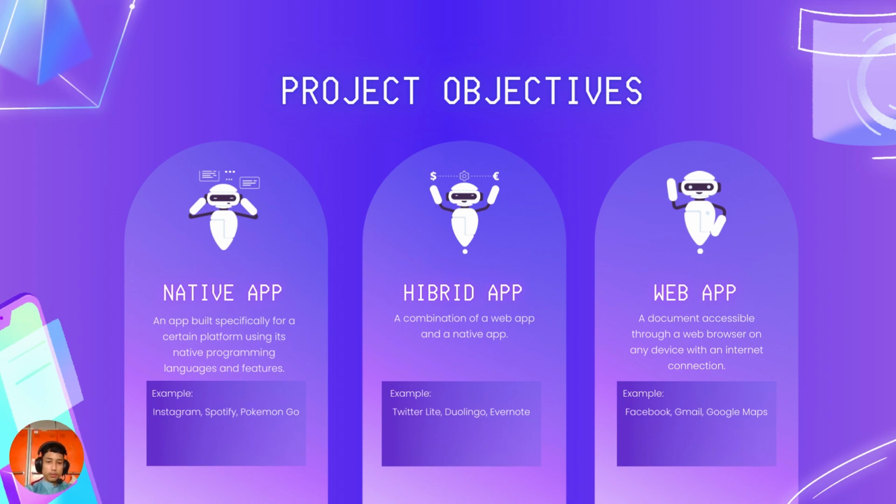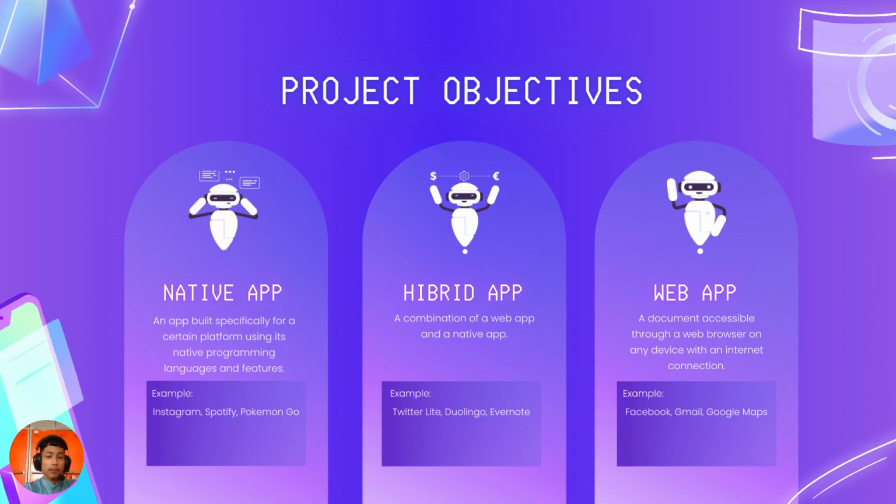Now, when building a mobile app, you have three main choices. First is the native app. These are the apps we typically download from the App Store. They are built specifically for a certain platform like iOS and Android, using its native language and tools. Instagram, Spotify, and Pokemon are examples of native apps, known for their smooth performance and device integration.